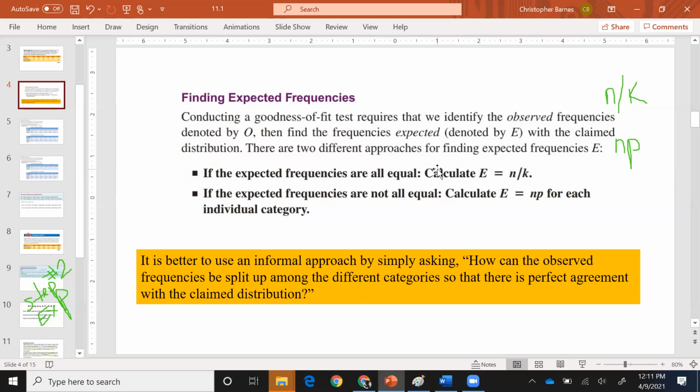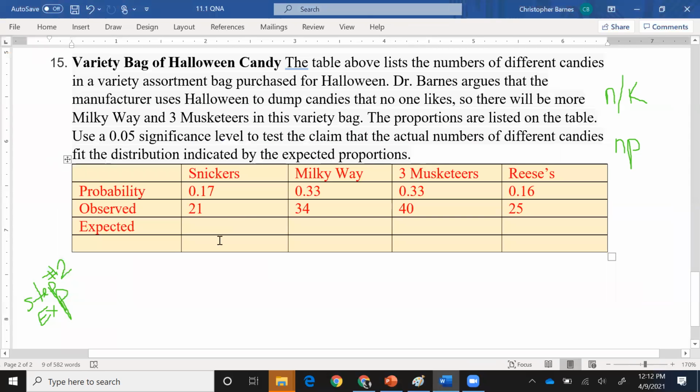It'll be on the slide when you're going over that part of the problem, so all you have to do is look at it. Since we're saying that they're not equal, because Dr. Barnes said they're giving away more Milky Way and more of this, we're going to use N times P. All right. So the next step is to find out what the expected values are. We have to calculate them. What do we think the expected values would be?